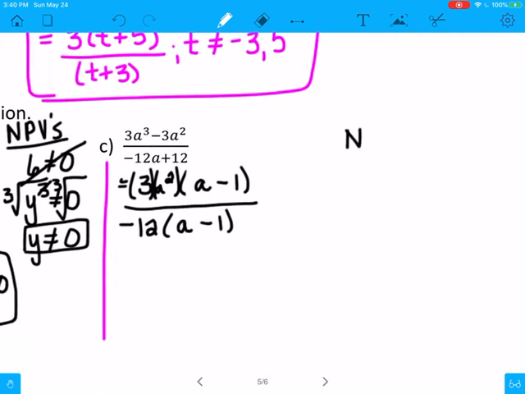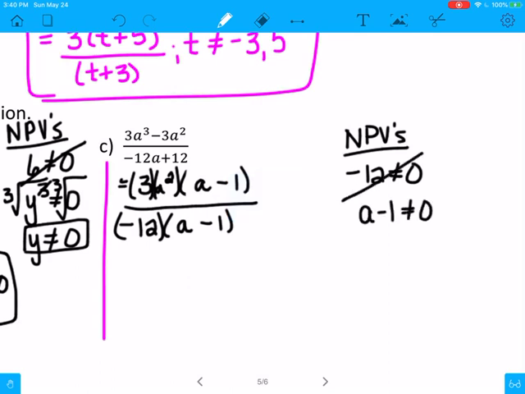Go do my NPVs. I have negative 12 cannot equal 0, which is true. Doesn't get me an NPV. And then a minus 1 cannot equal 0. Add 1. A cannot equal 1 is my NPV.